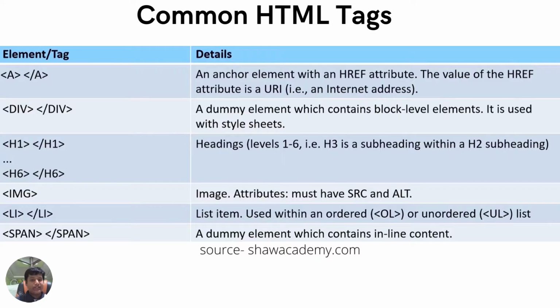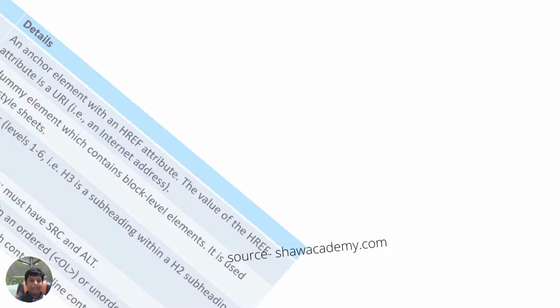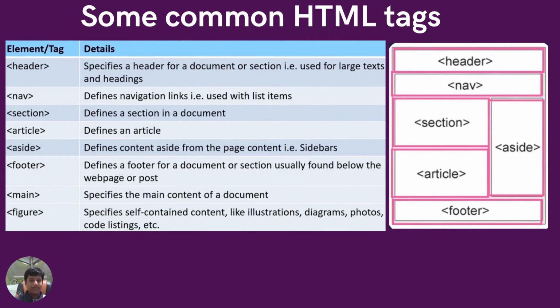So li tag, that is a list item. It is used within an ordered list OL or unordered list UL. Span tag, it's a dummy element which contains inline content. Okay, some common HTML tags.